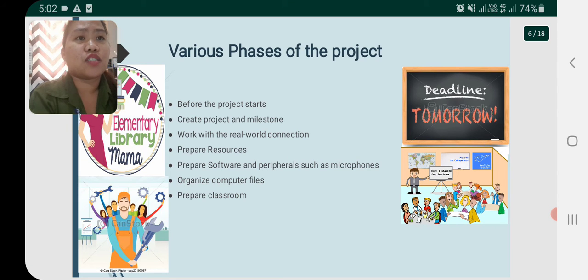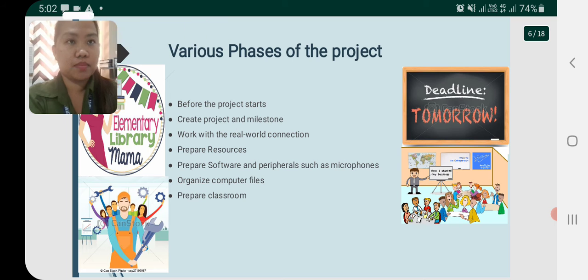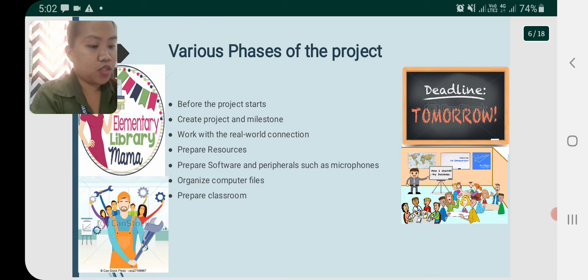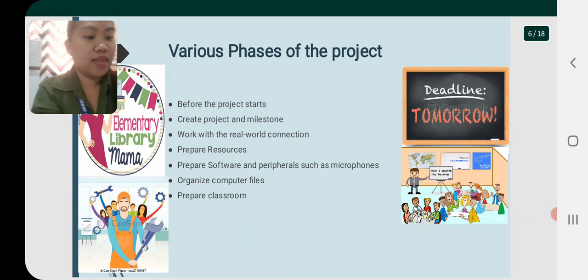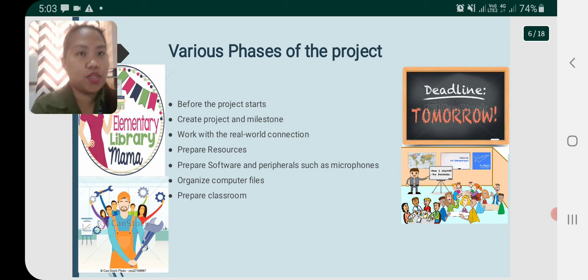Sa various phases of the project, before the project starts po yan, number 1 is create project and milestones. Describe your project in 40 words or less. Include instructional goals and objectives. Include the project components. Students who are responsible for and their due date.